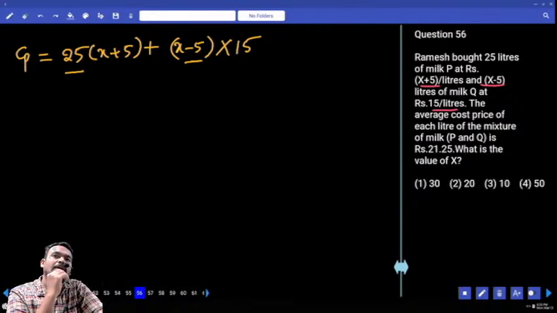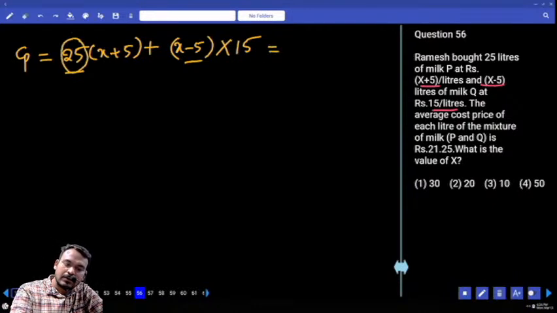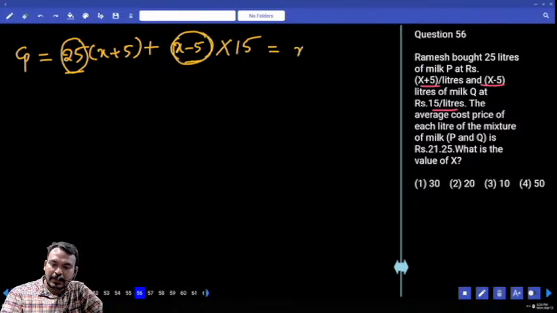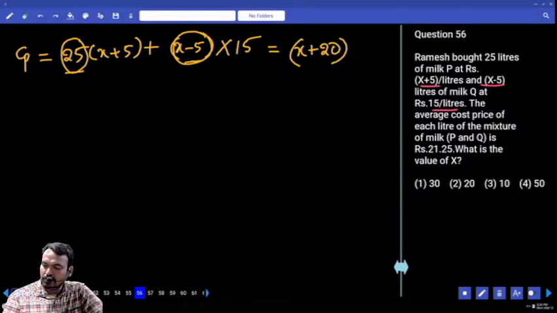When these two are added, do we get the total cost or total selling? Total cost. But the total mixture is how many liters? 25 liters plus x minus 5, in total x plus 20. The same x plus 20 liters of mixture is sold at how many rupees?